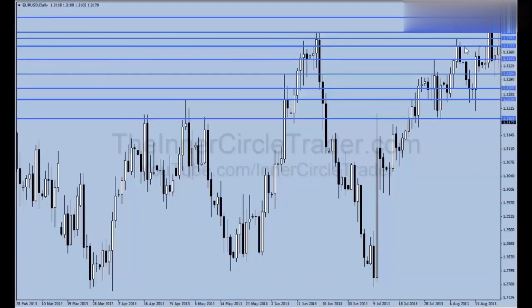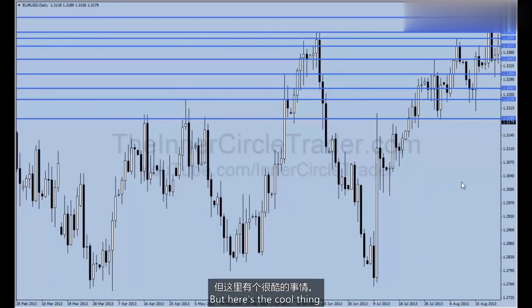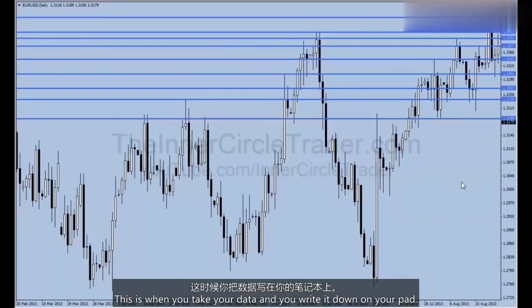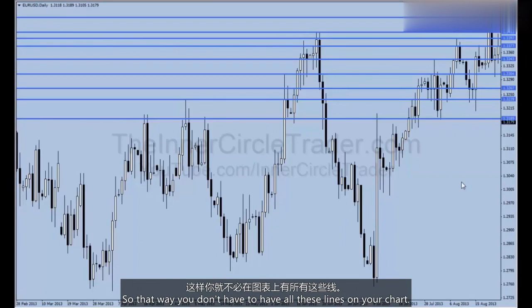Okay, so there's a lot of insight that is gleaned by doing these exercises, but it's also a daily procedure. But here's the cool thing. Once you have these levels noted, when there are a lot of them like you see here, this is when you take your data and you write it down on your pad. In that way, when price trades to these levels, or approaches these levels, you'll have that in mind. So, look, this is a reactionary level based on the daily time frame. So that way you don't have to have all these lines on your chart.